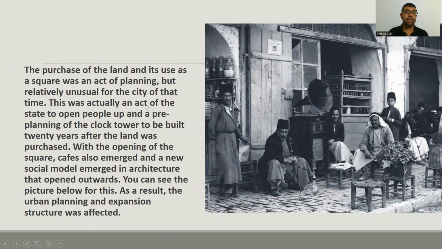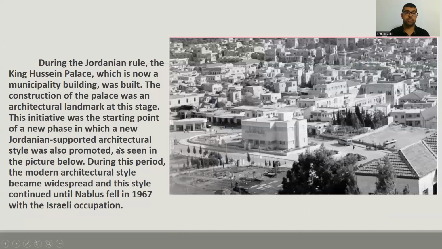This was actually an act of the state to open people up and a pre-planning of the clock tower to be built 20 years after the land was purchased. With the opening of the square, cafes also emerged and a new social model emerged in architecture that opened outwards. You can see that in the picture beside. As a result, the urban planning and expansion structure was affected.